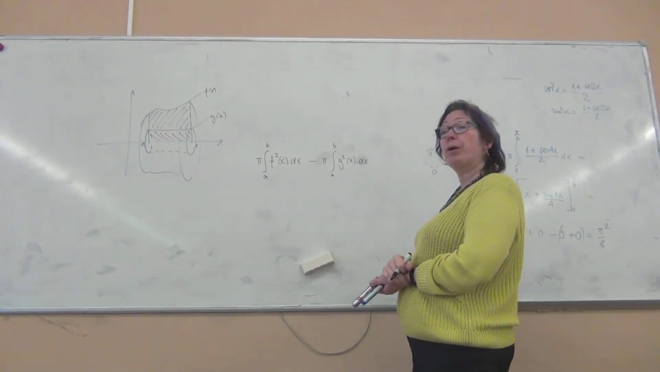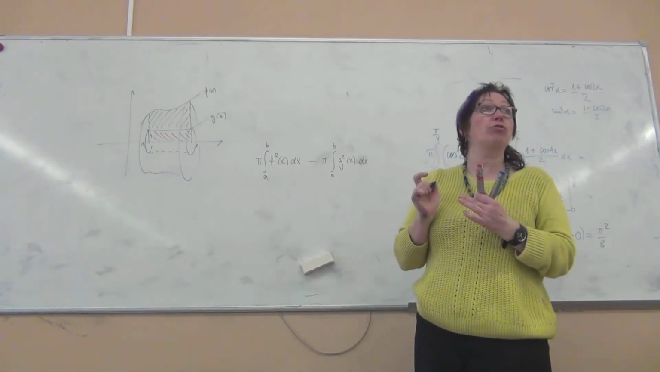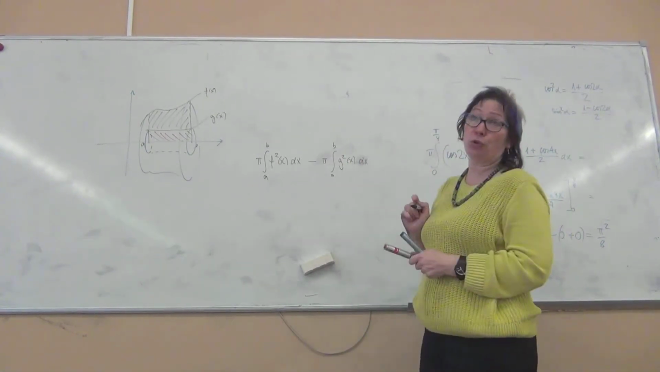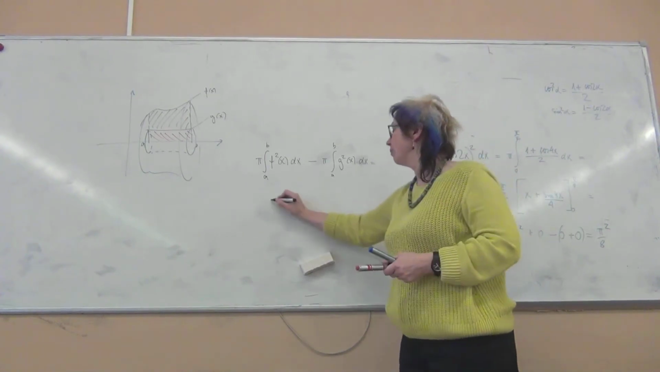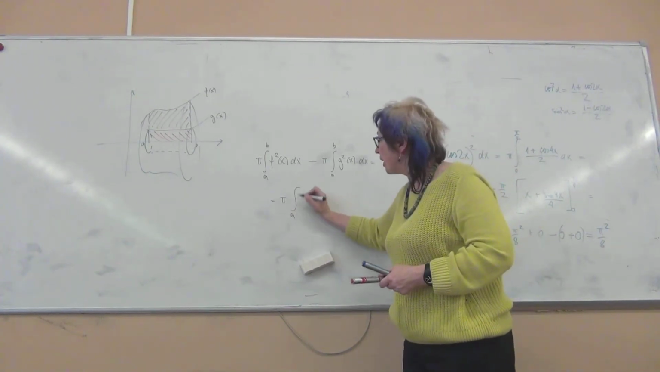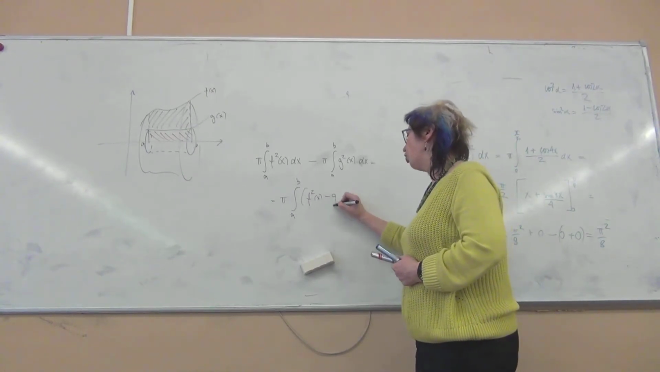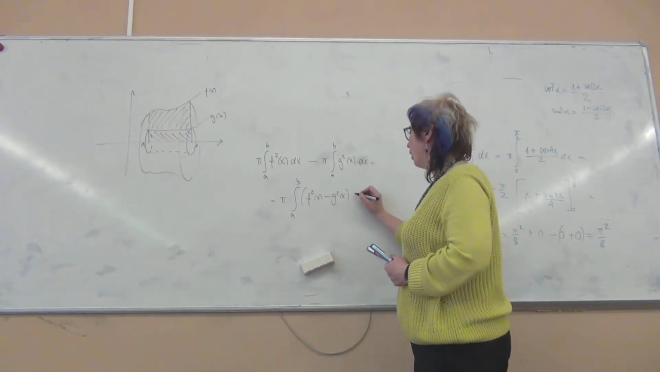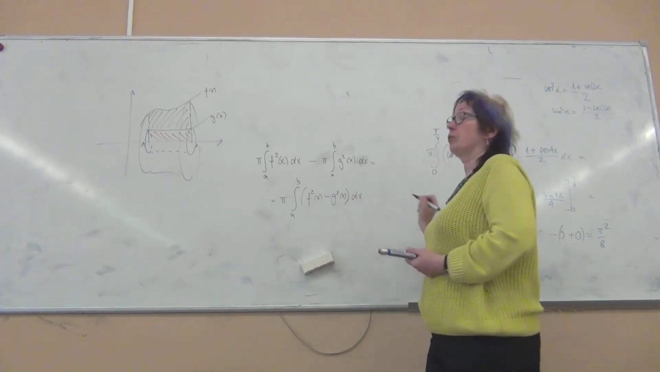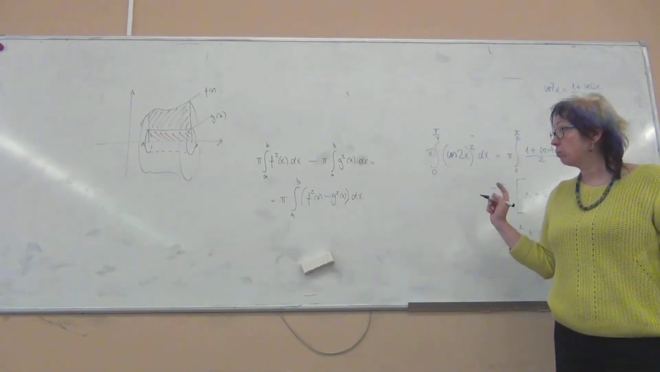And of course, because of the properties of definite integrals, we can combine these two in one integral. So written as a single integral, it looks like f squared of x minus g squared of x integrated by dx. That's it. That's all.